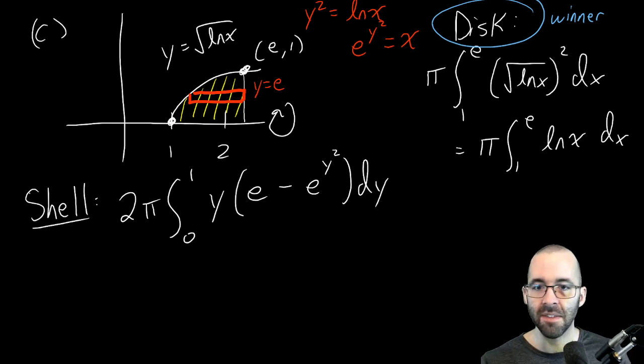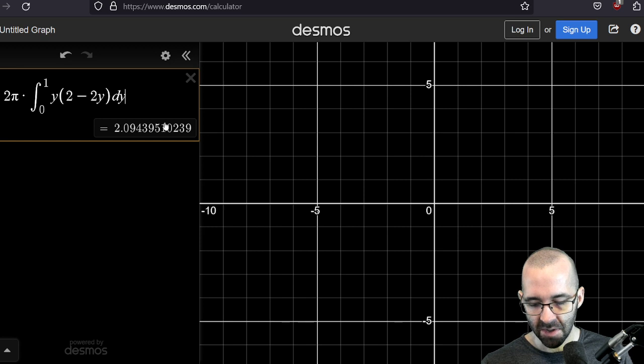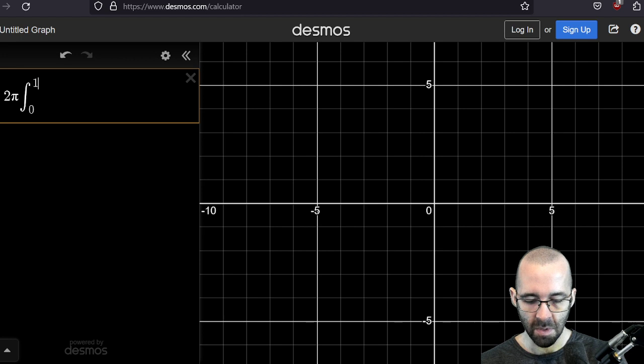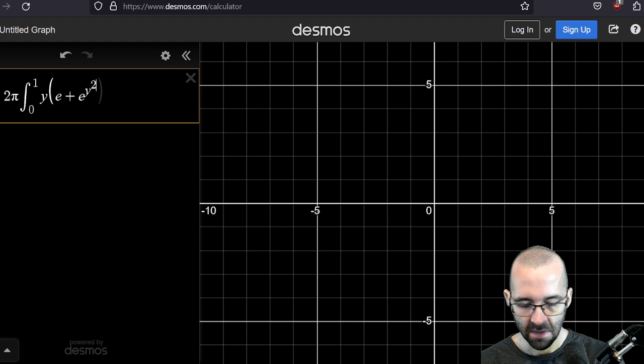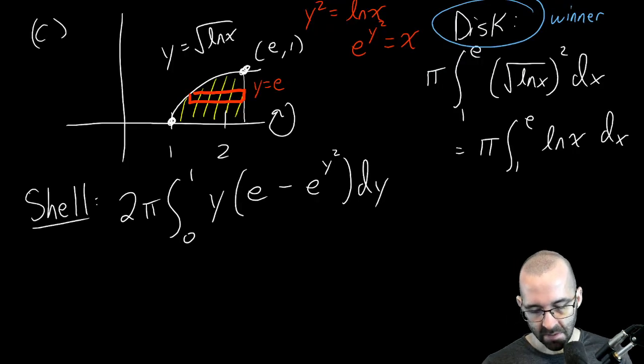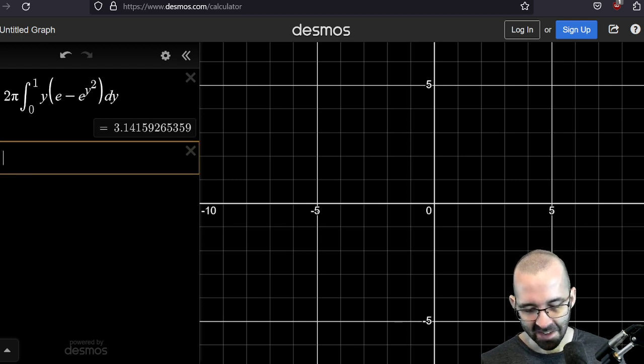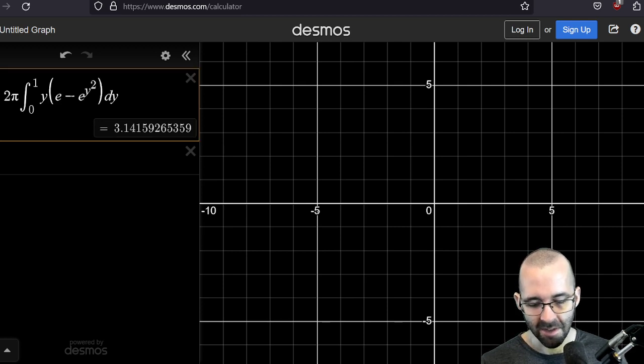And then again, let me check my answer. These ones especially are a little weird. 2 pi integral from 0 to 1 of y times e plus e to the y squared. Did I type that in right? Oh, it's minus. Oh, that's just pi. That's interesting. If that's just pi, that means the area under this curve over here is just 1/2, which is kind of surprising and also interesting.